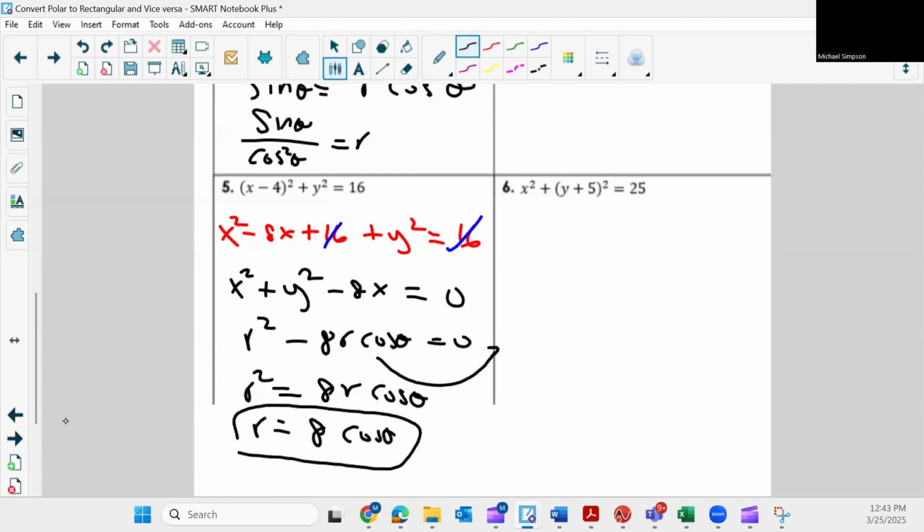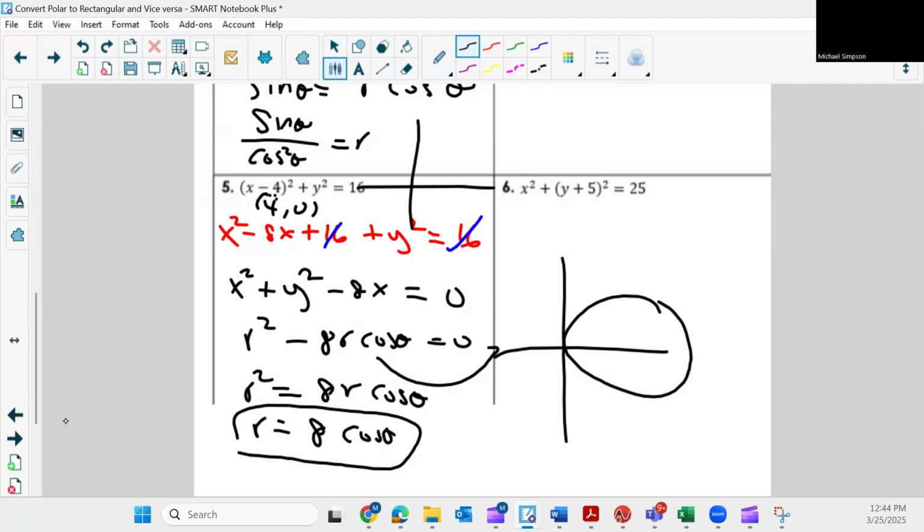Now, from your quiz last week, what does r equals 8 cosine theta look like? A circle on which axis? Polar axis, right? Got it. It's a circle over here, right? Now, for this equation right here, the center has h as 4, and y is 0. So the center is 4 comma 0. So 4 comma 0 is right there. It's a circle right there. So they're the same circle.